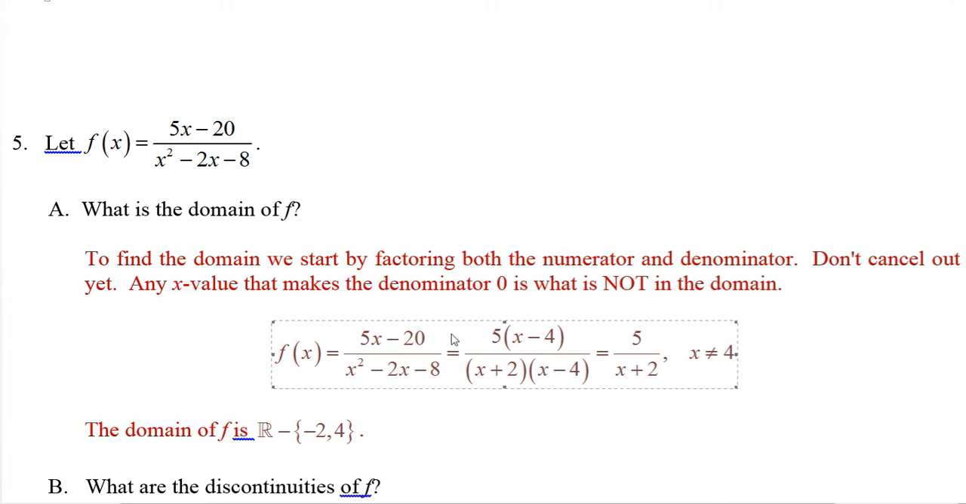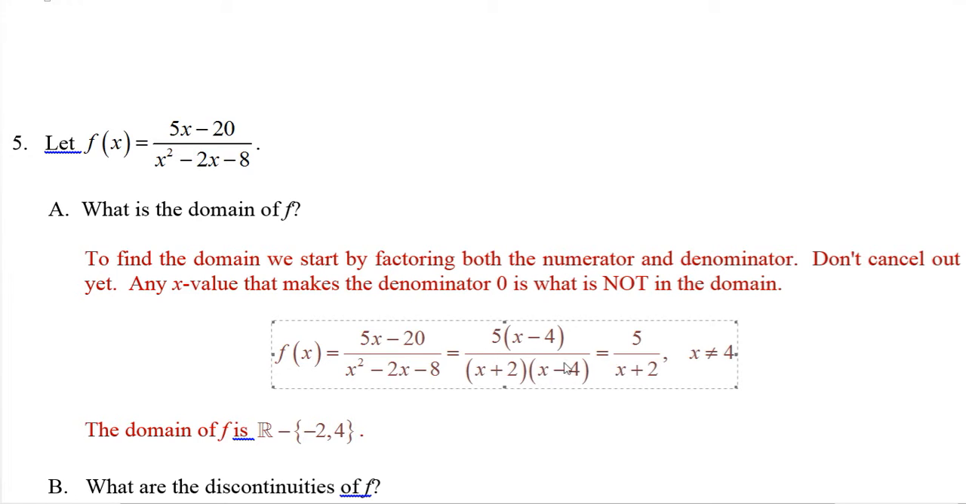Notice if you distribute this back out, you're back there. And then we do sort of anti-FOIL factoring here. To get x squared, you're going to have x and x. To get negative 8, your only choices are 1 and 8, 2 and 4, one negative, one positive. And the one that works out is 2 and negative 4. So this is 2x minus 4x is negative 2x. Once you list all the possibilities for this last one, it's a little bit of trial and error, or guess and check kind of a thing.